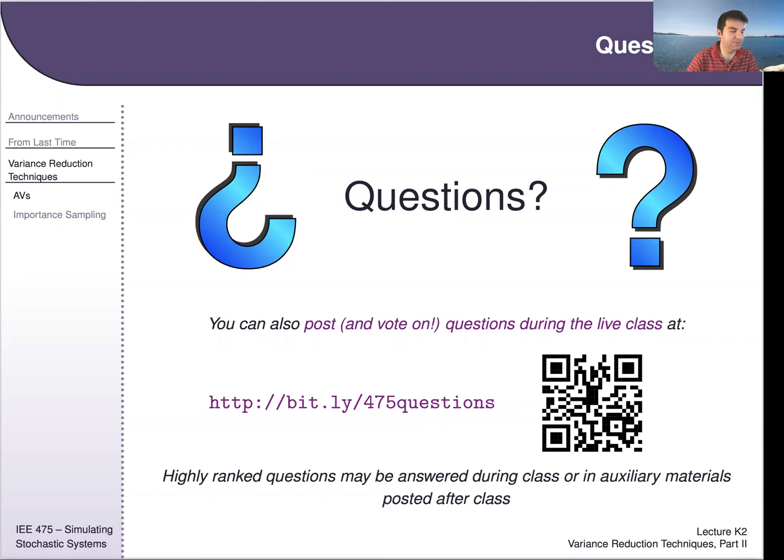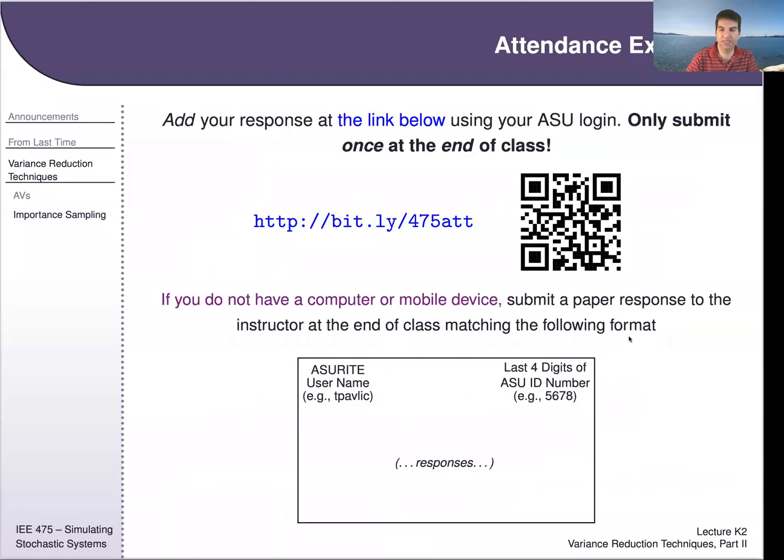And maybe what we'll do is we'll just put up the attendance response, and then I'm happy to take questions while it's up. So the attendance question here is going to be, what type of correlation do you try to introduce between consecutive replications in antithetic variates? And so I'm looking for positive or negative.